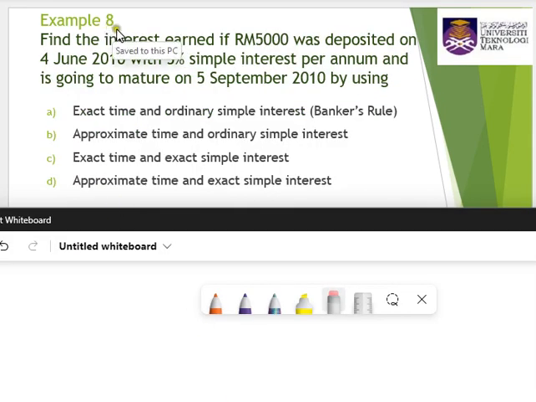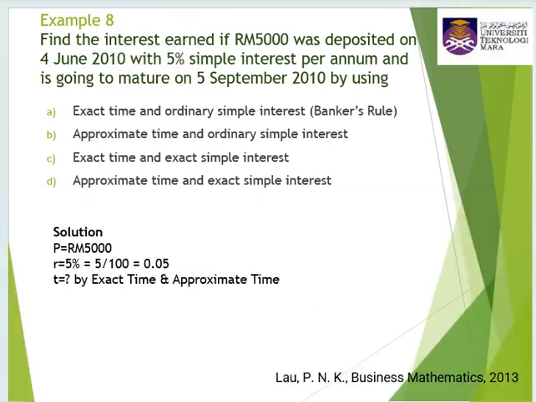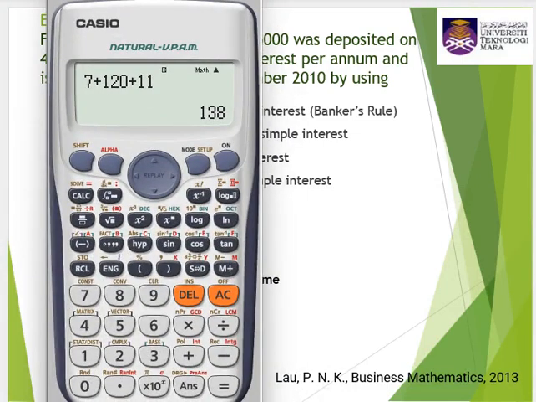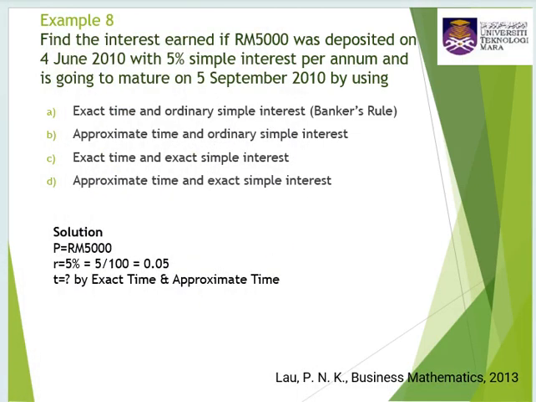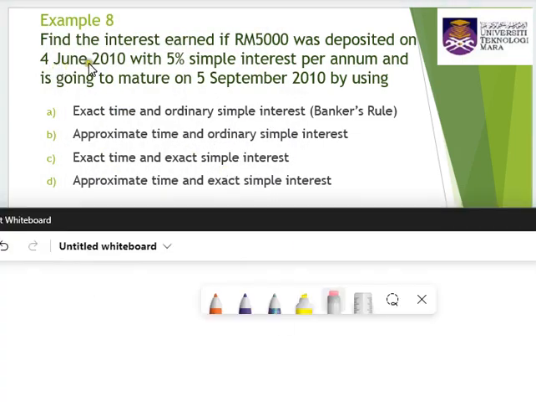Example 8 here. Okay, so they would like you to find the interest earned if 5,000 was deposited on 4th June 2010 with 5% simple interest per annum and is going to mature on the 5th September 2010. Okay, so for this, they have a few criteria here, or a few different solutions that you may need to solve respectively. Okay, let's go for the A.